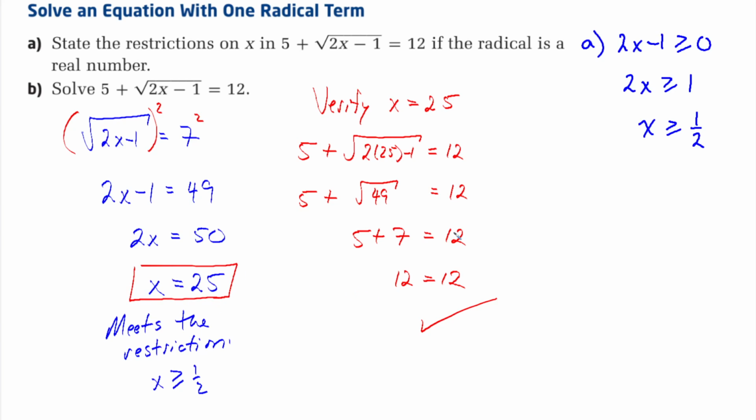This is kind of the simplest case. We'll do a trickier one, part B, in the next video.